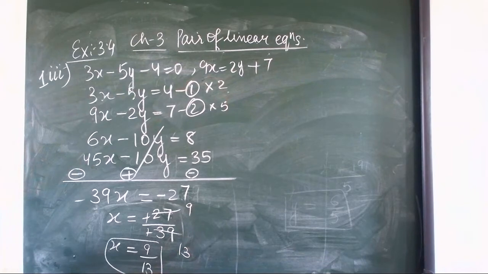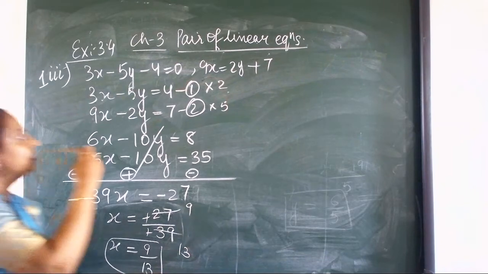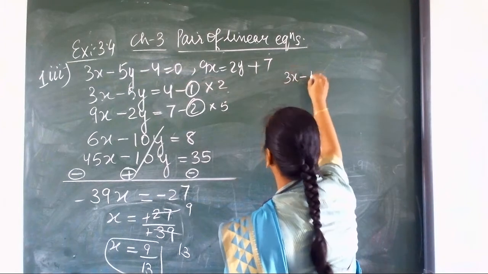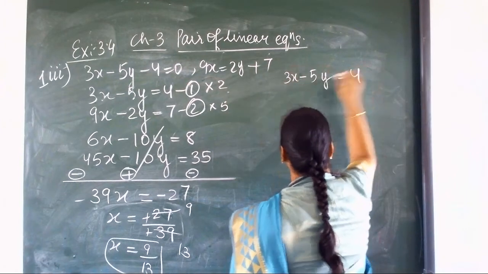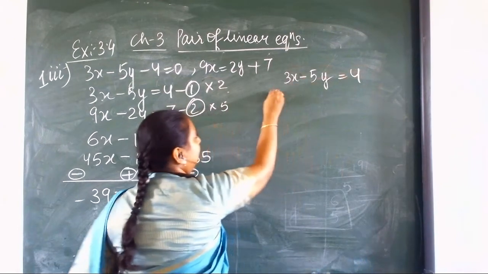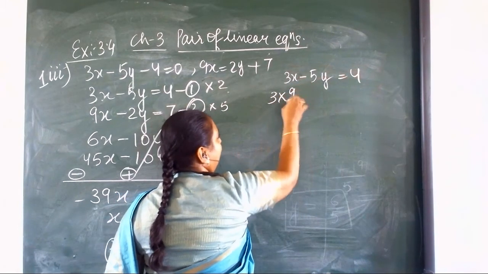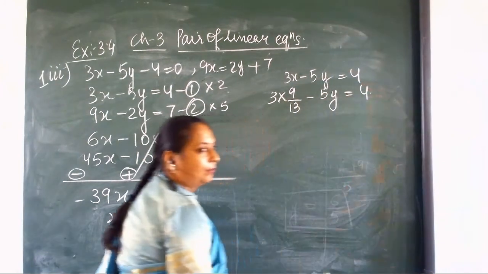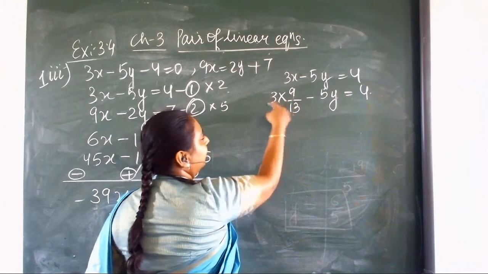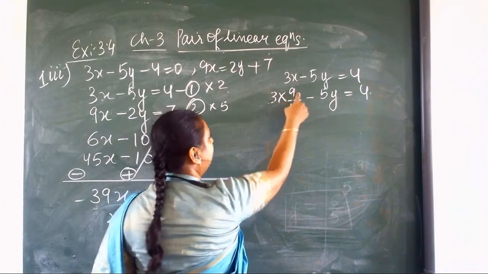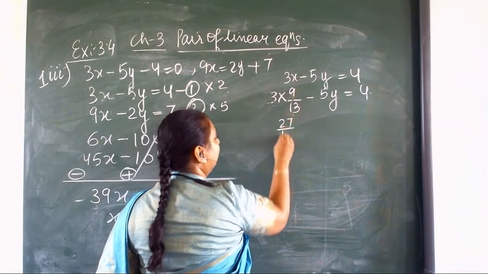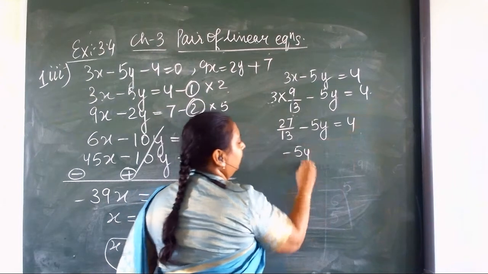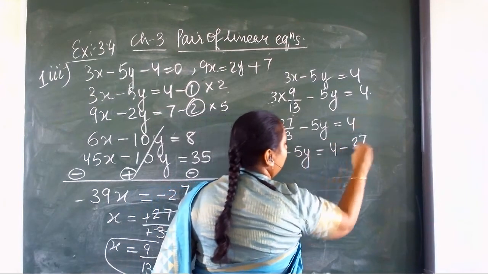Now putting the value of x in any one equation to get the value of y. So 3x minus 5y is equal to 4. So 3 into x value, 9 upon 13, minus 5y is equal to 4. Simplify this. If it is cancelling, then make it cancel, otherwise just multiply. 3 nines are 27 upon 13 minus 5y is equal to 4. Now minus 5y is equal to 4 minus 27 upon 13.